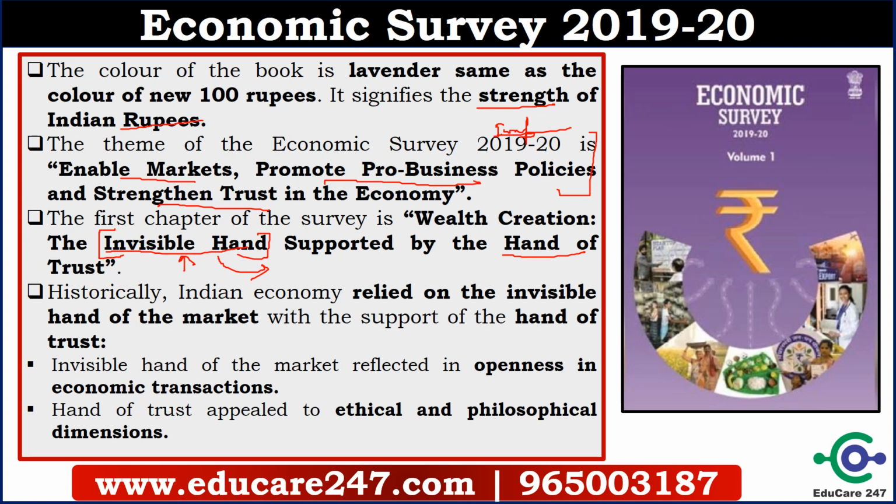In this chapter, it talks about how the Indian economy relied on the invisible hand of the market with the support of the hand of trust. And what are these? Invisible hand of the market is reflected in openness of economic transactions. So market should be open for everyone, and hand of trust appeals to ethical and philosophical dimensions. So these are very important points and you must remember them.